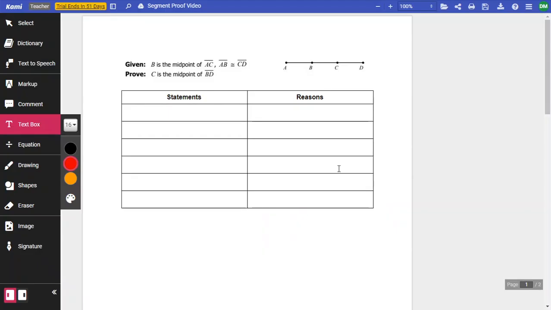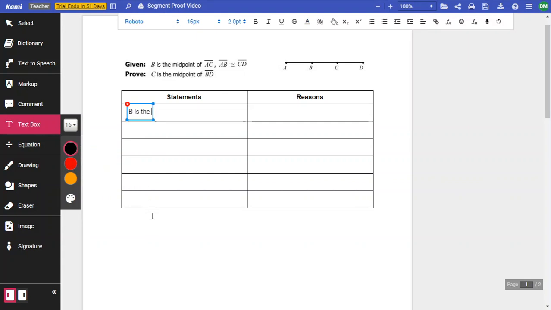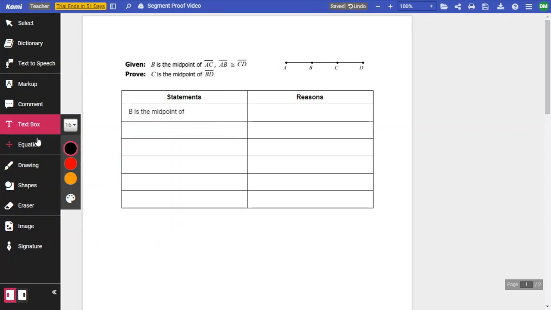So right here we've got a diagram. We've got this line segment with A, B, C, and D all being collinear points on that segment. And we're given a little bit of information. We're given that B is the midpoint of AC. So I'm going to go ahead and put that in here. I'm going to say that B is the midpoint of AC, and I'm actually going to use an equation here so I can use my line segment tool.